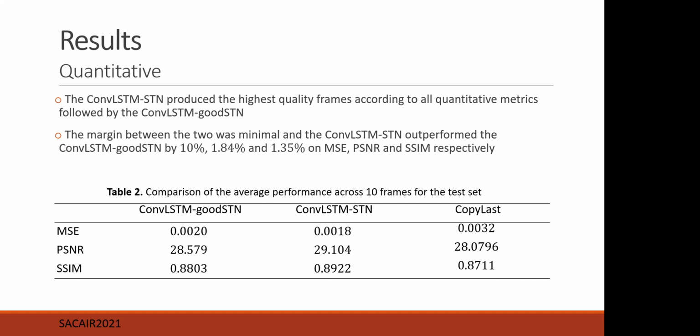So for some results, quantitatively, as you can see, the convolutional LSTM STN performs the best, narrowly followed by the convolutional LSTM good STN. The margin between the two is quite narrow. For example, on mean squared error, this performs better by 10%, while for structural similarity index, it performs better by 1.35%. And the copy loss baseline performs the worst, which seems to indicate that the models both produce photorealistic frames and created motion that was detectable.